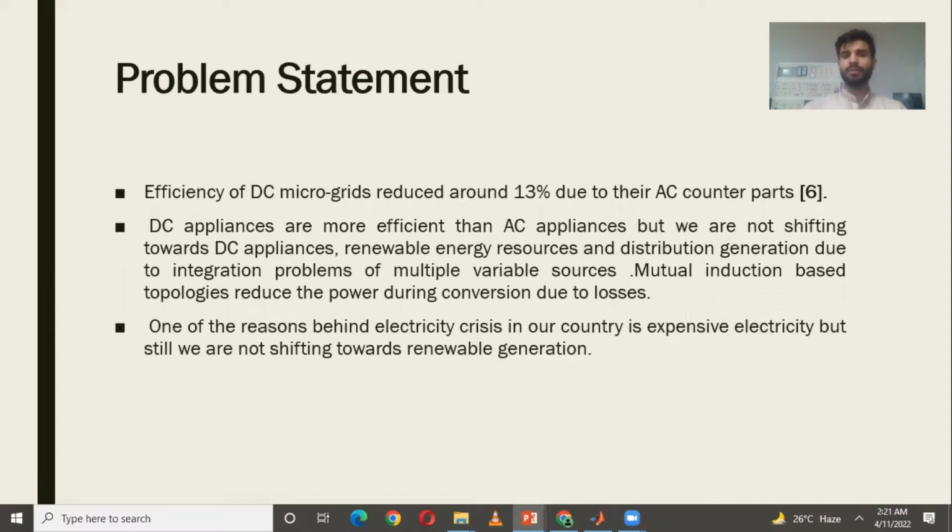DC appliances are more efficient than AC appliances, but we are not shifting towards DC appliances which are coming from renewable energy resources and distributed generation due to integration problems of multiple variable sources. Mutual induction based topologies reduce the power during conversion due to losses. One of the main problems in our country is expensive electricity, but still we are not shifting towards renewable generation.